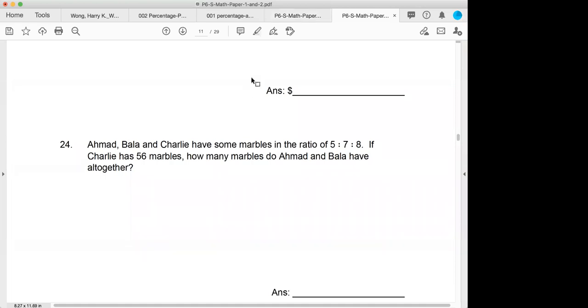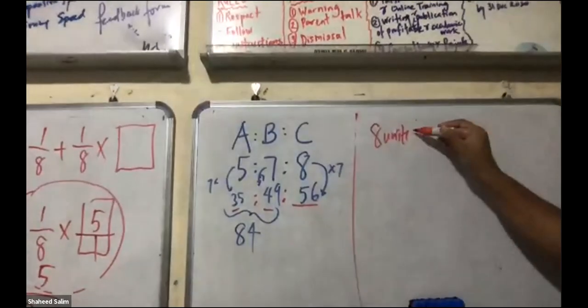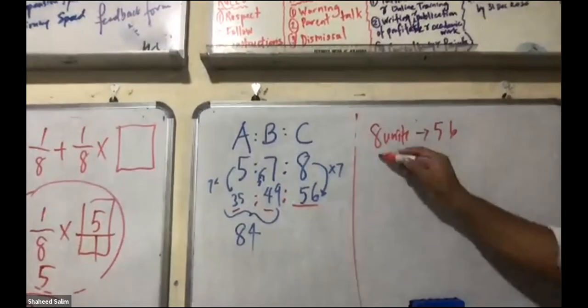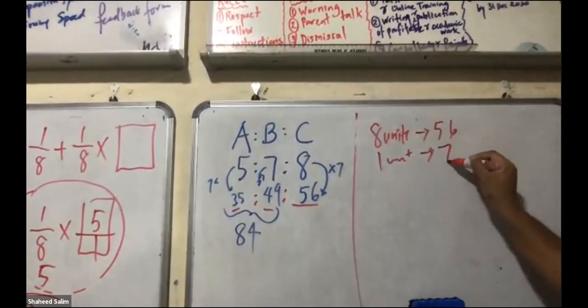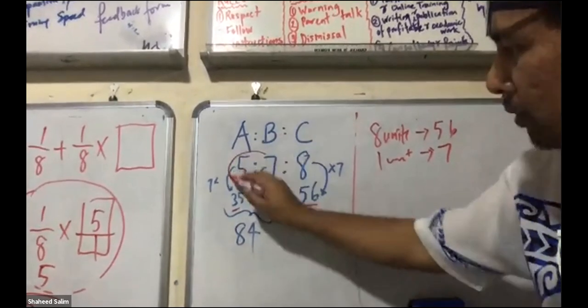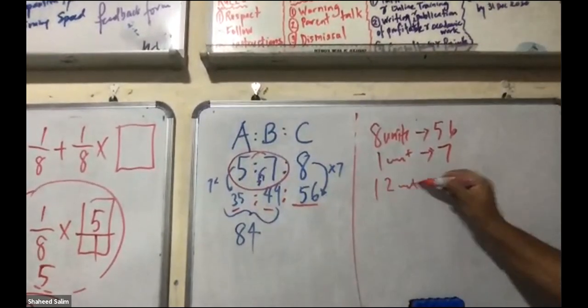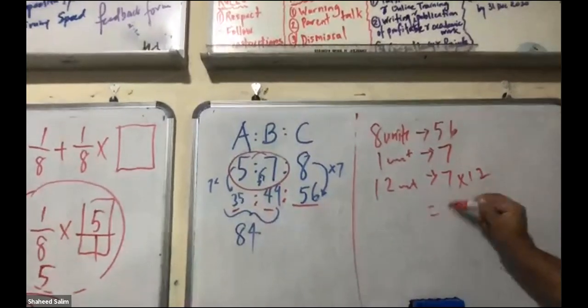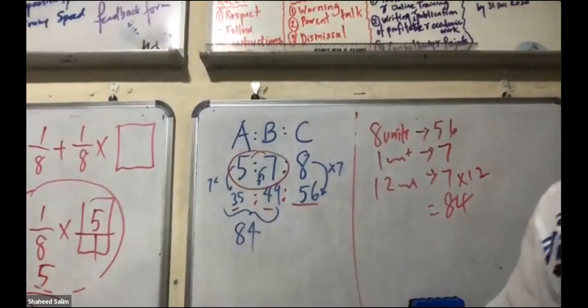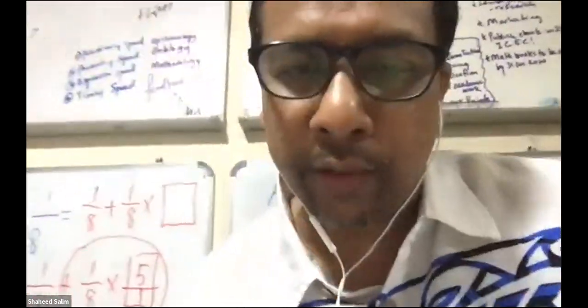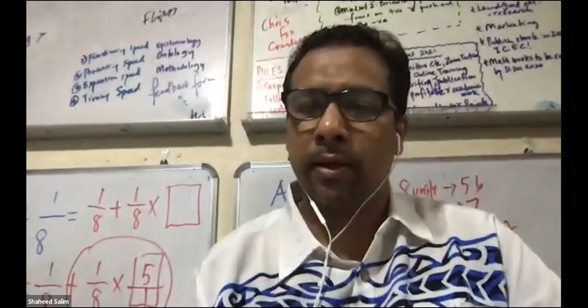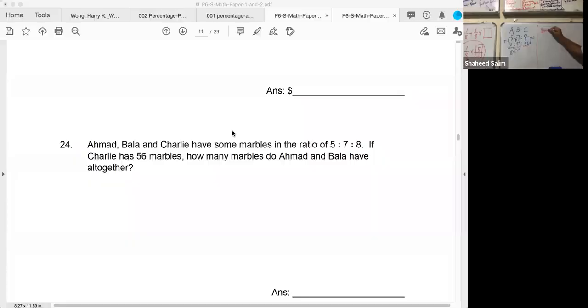Okay, you can also do this method. You can say that 8 units is 56. So you do by units, right? So 1 unit is 7. Then you see A plus B is 5 plus 7, 12 units. 12 units equals 7 times 12 equals 84. You can do this method also. Up to you. Whichever method that you prefer, you do. There's the freedom for you. So long as you understand, that's the most important thing.